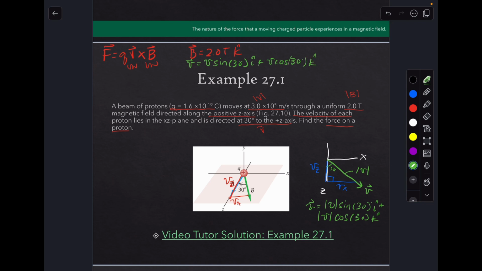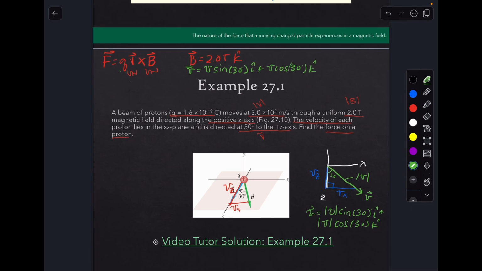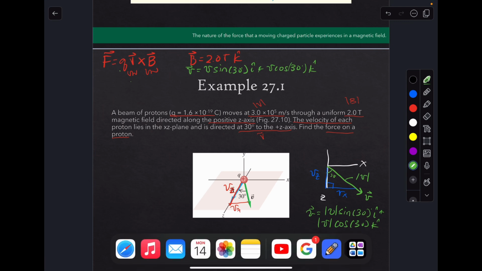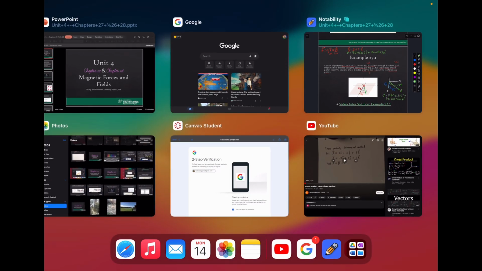And now we're ready to do the cross product. We're ready to compute Q, which is a scalar, times V cross B. There are a couple of different ways you can do a cross product. You can use the determinant method, which you may recall me explaining to you last semester. I'll show you real quick where you can get a short video that fully explains how to use it. It's right here.